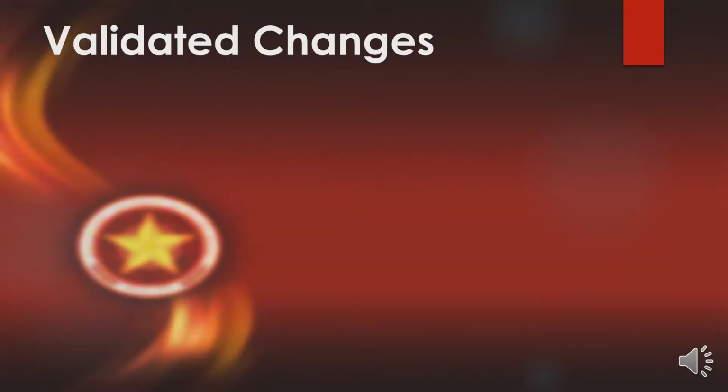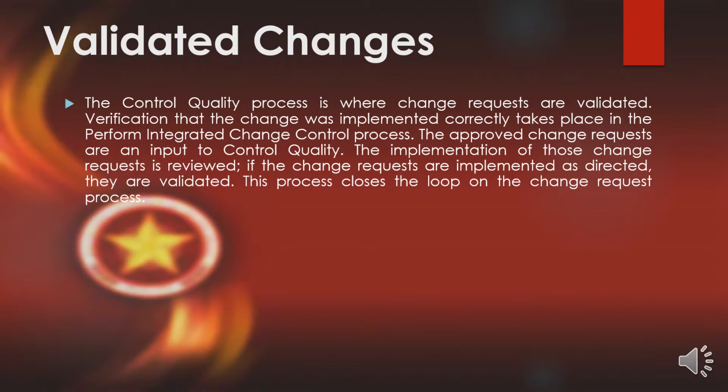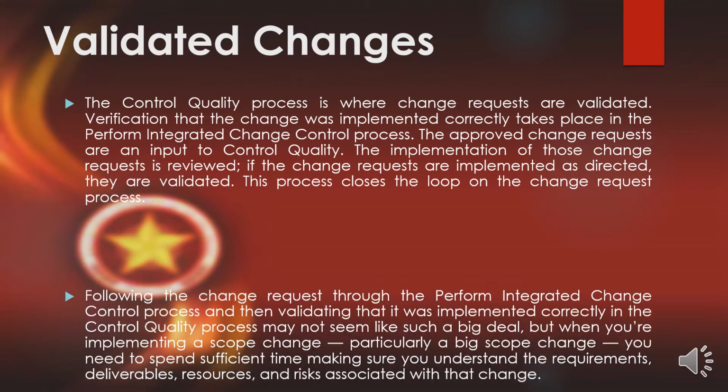Next is validated changes. The control quality process is where change requests are validated. Verification that the change was implemented correctly takes place in the perform integrated change control process. The approved change requests are an input to control quality. Implementation of those change requests is reviewed. If the change requests are implemented as directed, they are validated. This process closes the loop on the change request process.